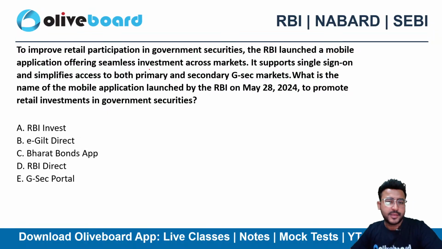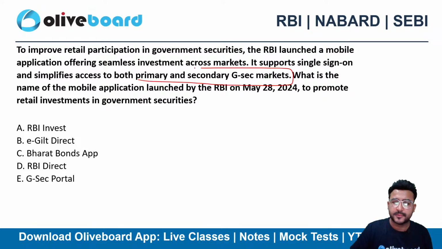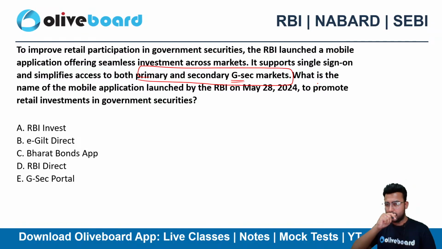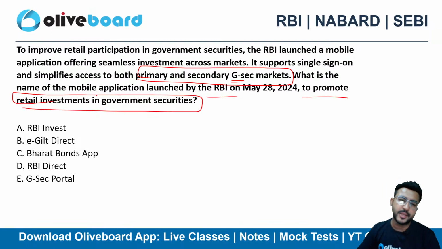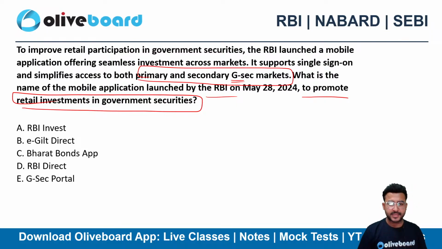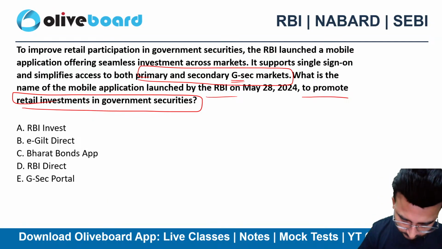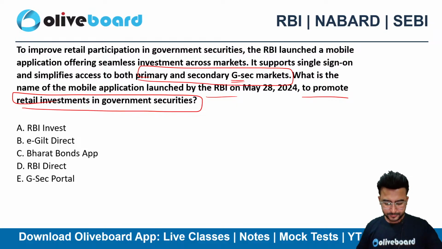Next is, to improve retail participation in government securities, RBI launched a mobile application offering seamless investment across the market. It supports single sign-on and simplifies access to both the primary as well as secondary market related to government securities. Right? What is the name of the mobile application launched by the RBI to promote retail investment in government securities? So it's giving access to both primary as well as the secondary market.